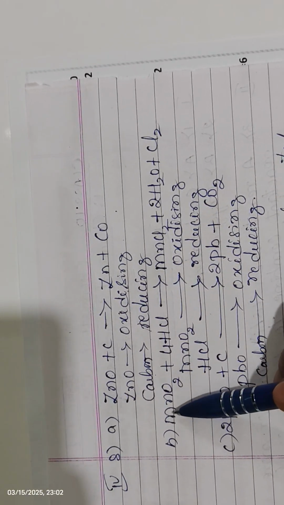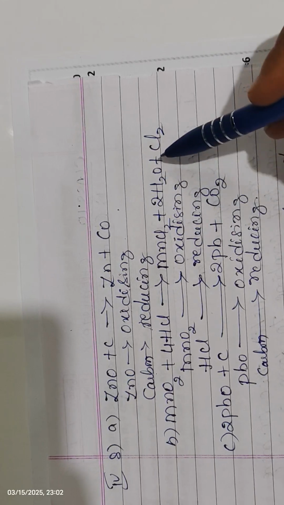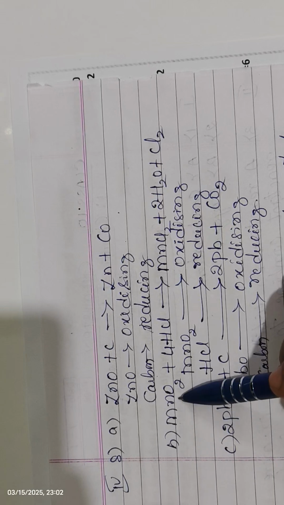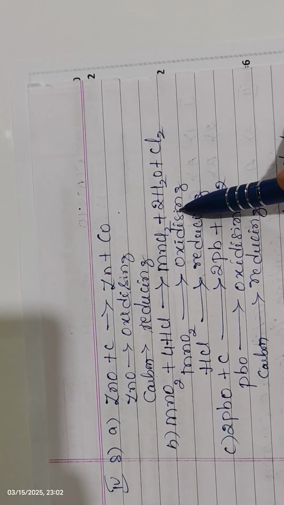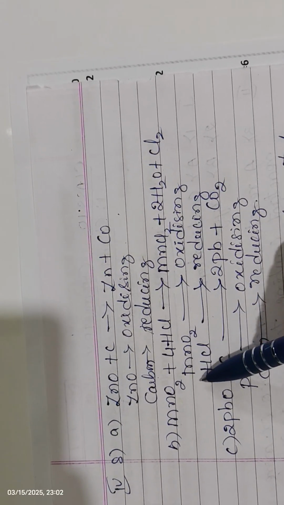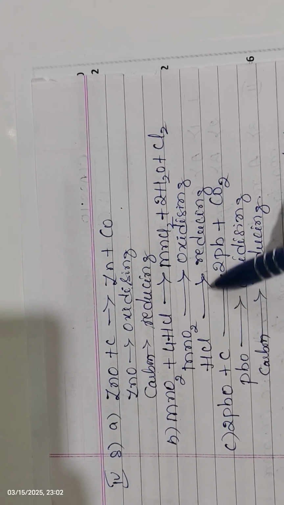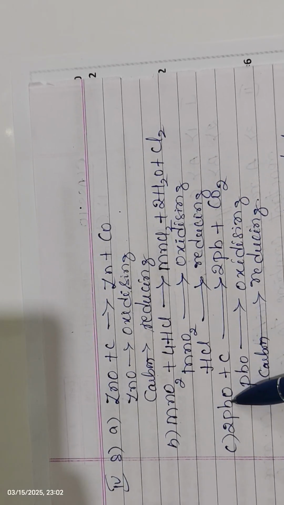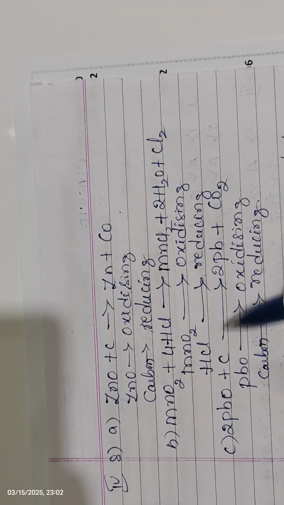So the second equation, MnO2 plus 4HCl gives rise to MnCl2 plus 2H2O plus Cl2. In this equation, MnO2 loses oxygen, so that it is an oxidizing agent. It loses the oxygen itself, so it becomes oxidizing agent, and it adds oxygen to HCl, so that HCl is a reducing agent. Then next, 2PbO plus C gives 2Pb plus CO2.